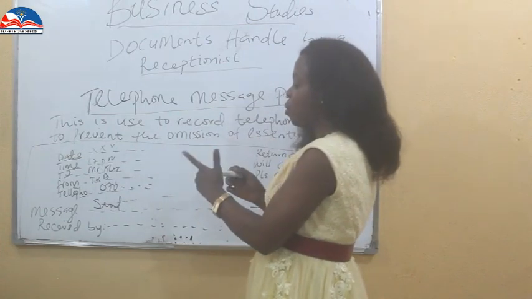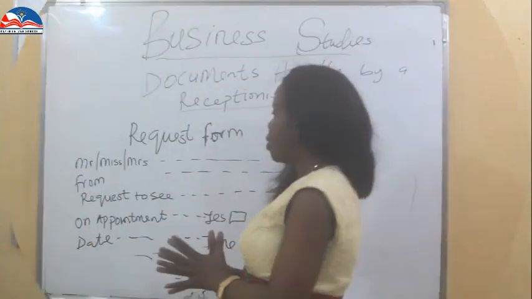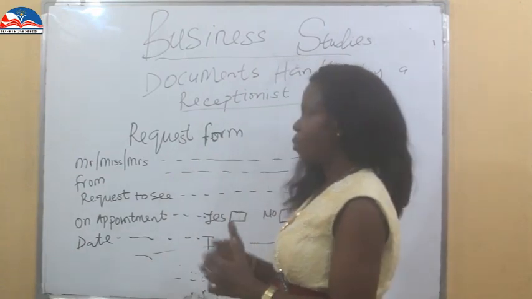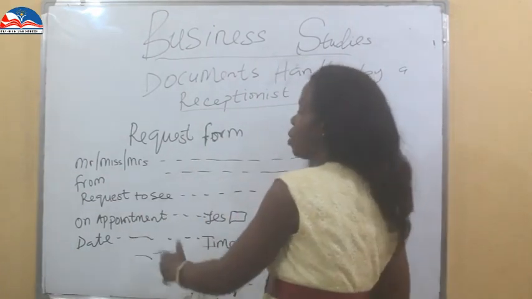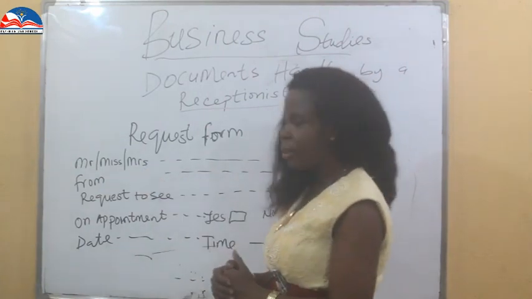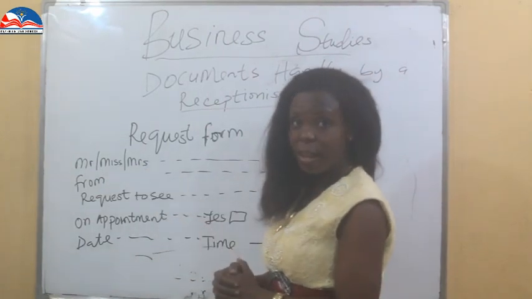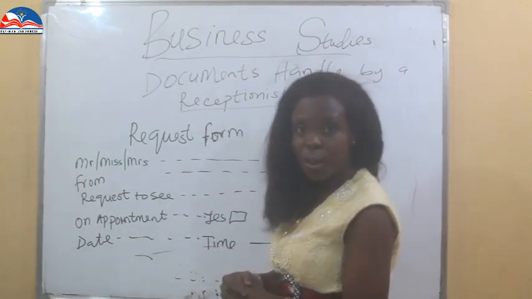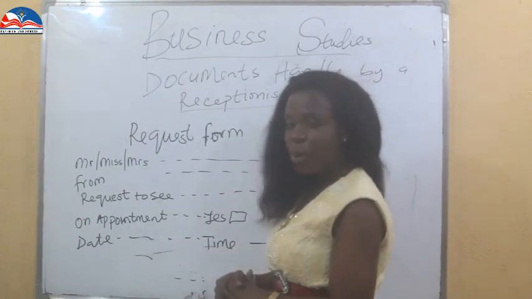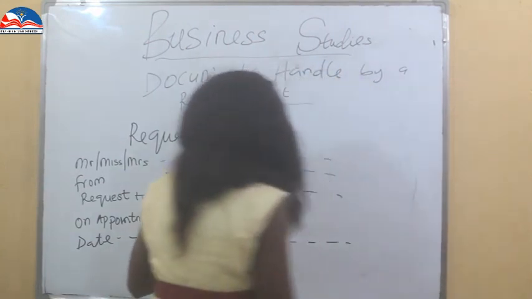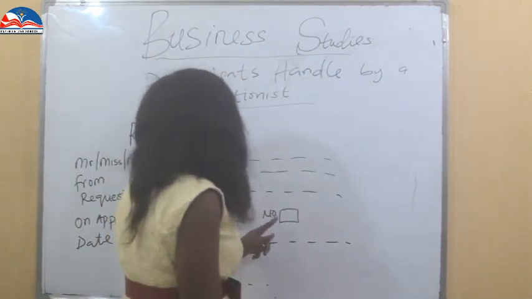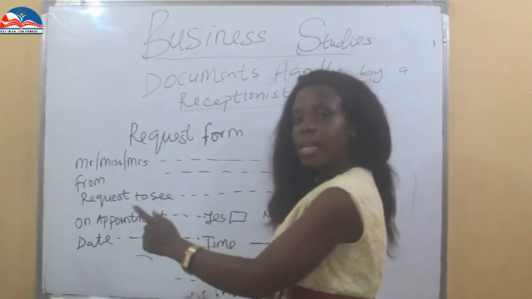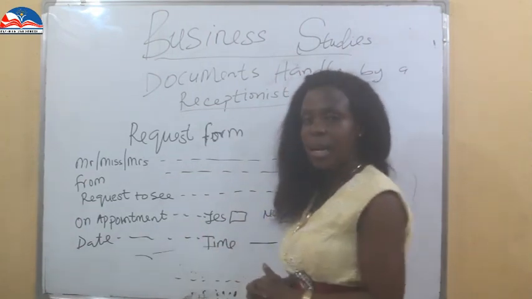Let's go to the next document that the receptionist handled. The next document handled by a receptionist is the request form. How does it look like? This format on the board. The name of the person, where the person comes from, request to see, who does the person want to see. On appointment, if it is by appointment, you tick yes. If it's not by appointment, you tick no. Date: on what day the person visited, and at what time.